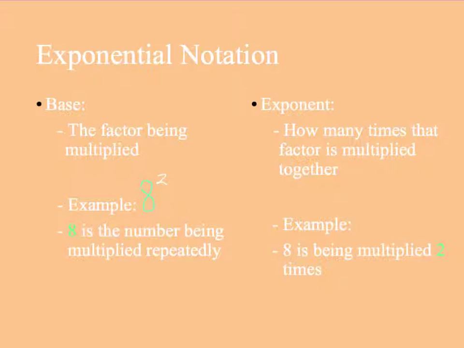So the second part of our exponential notation is the exponent. Using that same example that we used before, 8 squared, the 2 in this case is our exponent. The 2 tells us how many times 8 is being multiplied.